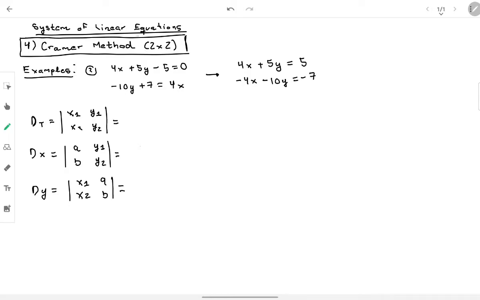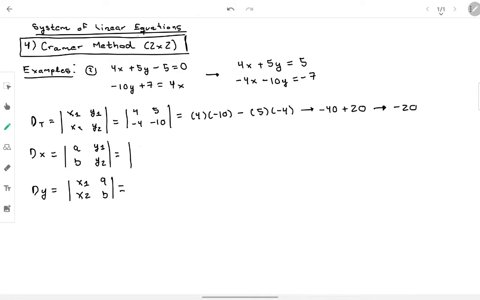So for using the values, the whole determinant is going to be 4, 5, minus 4, minus 10. So it's going to be 4 that multiplies minus 10 minus 5 that multiplies minus 4. So it's going to be minus 40 plus 20. So it's going to be minus 20.